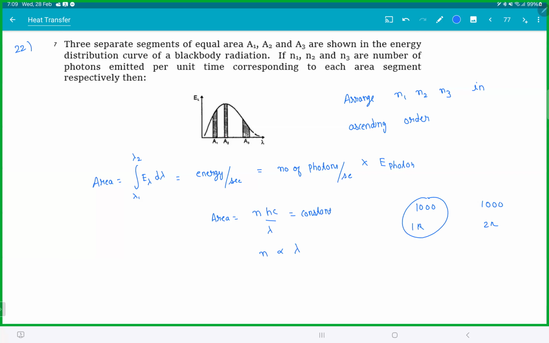Even though both have the same energy, because your energy per photon is less, you get more photons. So higher the wavelength, lesser the energy. Therefore, you should have more photons. Does it make sense? That's a more logical explanation. Higher the lambda, lesser the energy of the photon. Therefore, we need more photons to get the same amount of energy.